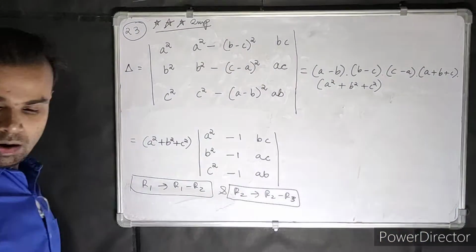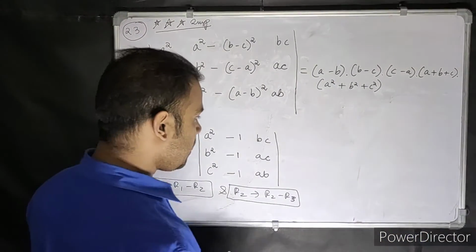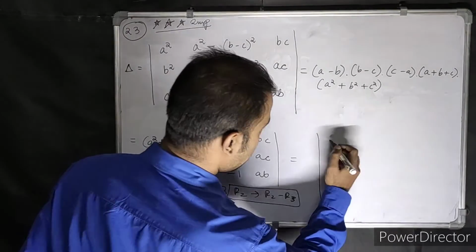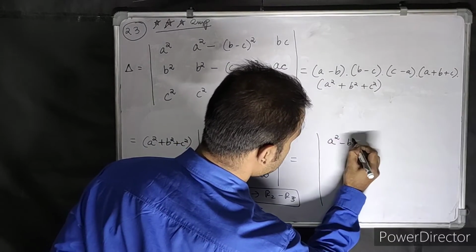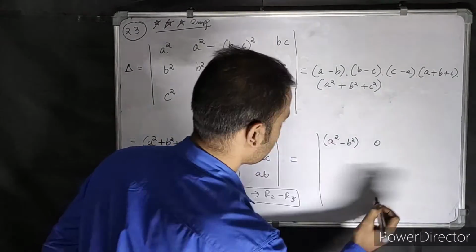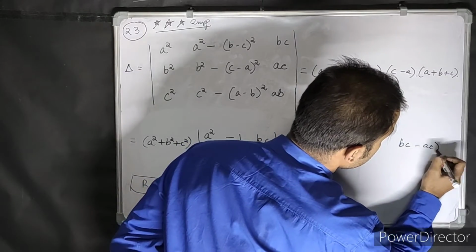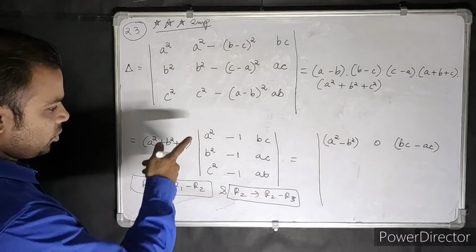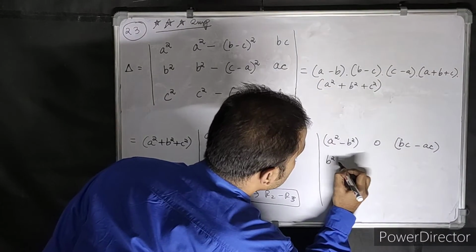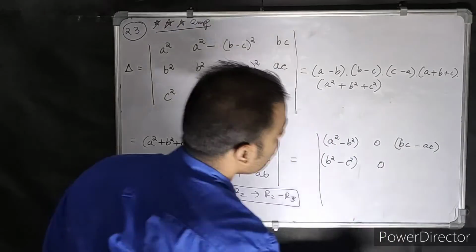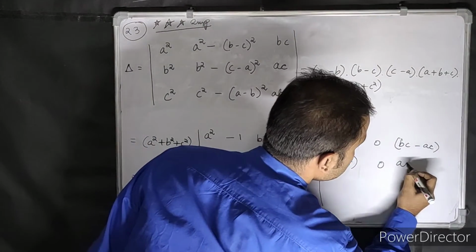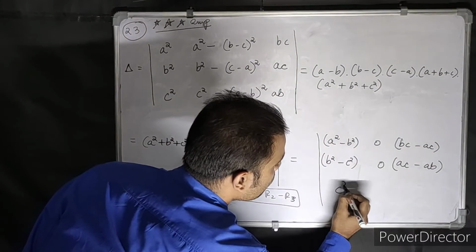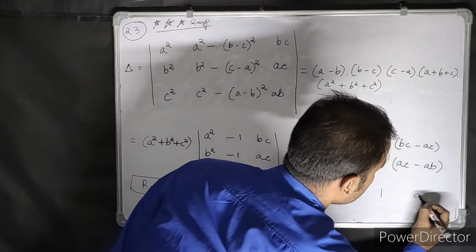I'm talking about the middle column, the second column. So from here, what can we do? Don't worry about that, I'll write it later. A square minus b square, 0, BC minus AC. A square minus b square, first row minus second row element. Then b square minus c square here, then 0, then AC minus AB, AC minus AB. Then c square, 1 and AB here.